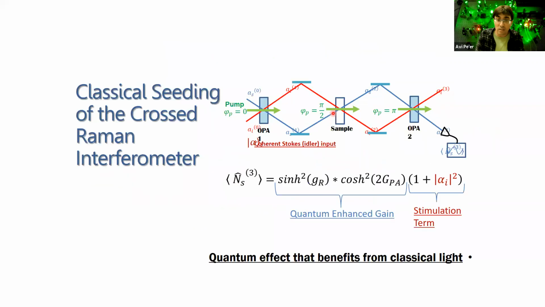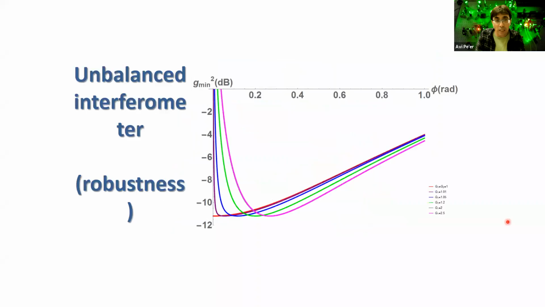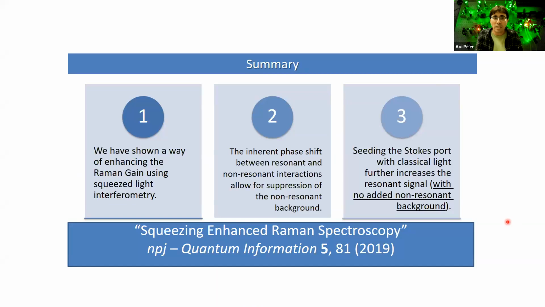You can seed it, you can stimulate it, and then you can see that you have this quantum enhanced gain that you saw before, multiplied by the stimulation term, which is something. And indeed, you can see better than sub-shot noise sensitivity with the stimulated case as well, with a large stimulation here. Okay, I'll tell you that it is robust, but I won't explain exactly why.